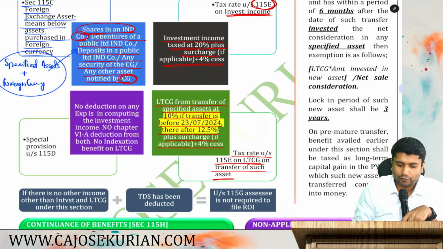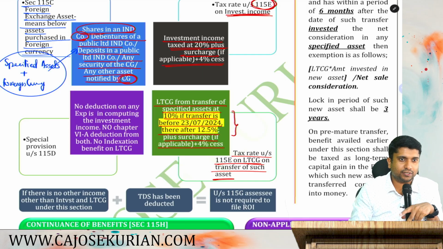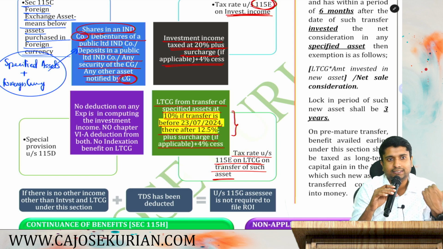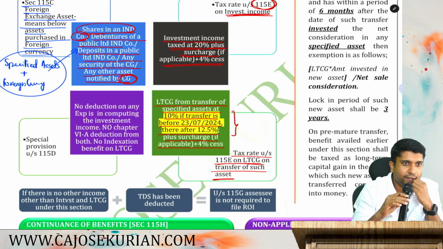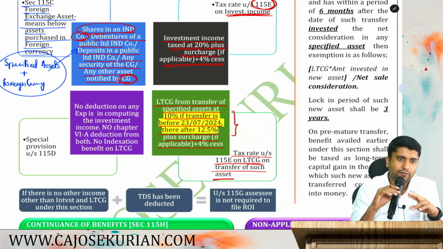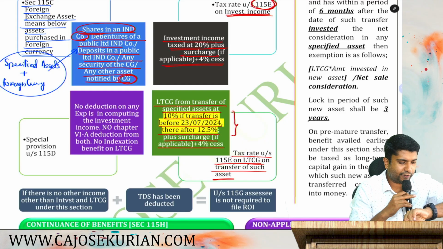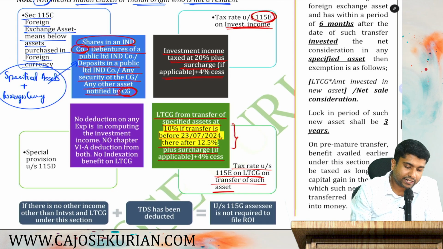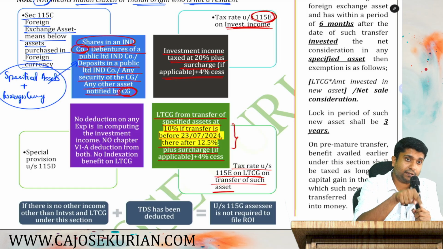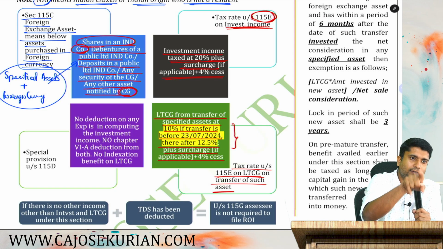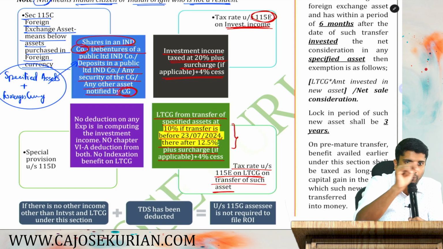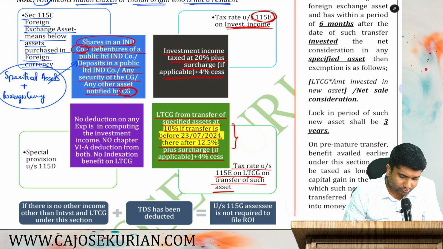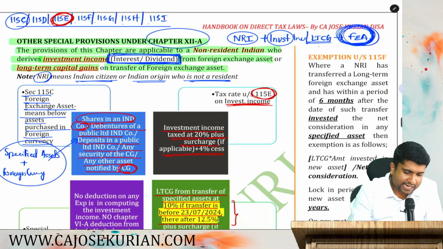Are you with me? For this attempt, it is always better to study both the rates, because depending upon the date of transfer, it can be either 10% or 12.5%. That's what the department says. Now friends, listen. For investment income, 115E says the rate is 20%, and for long-term capital gain, it is either 10 or 12.5, depending upon the date of transfer. If it is before 23rd July, 10. On or after, 12.5. So that is all about 115C.